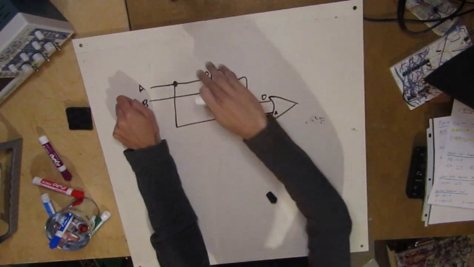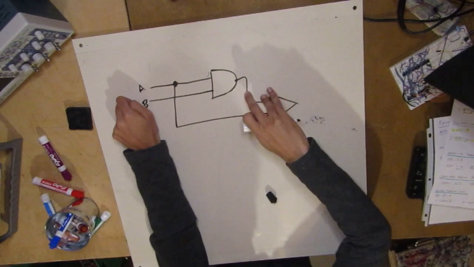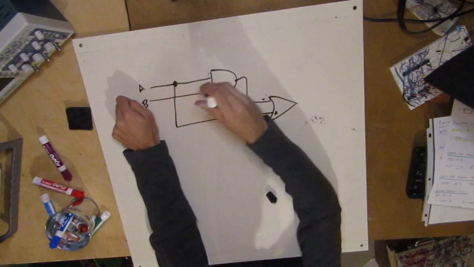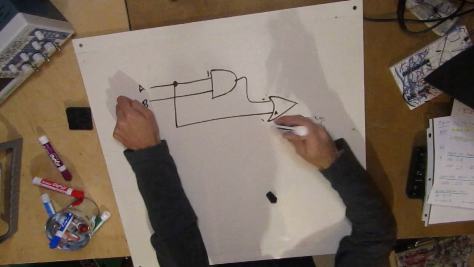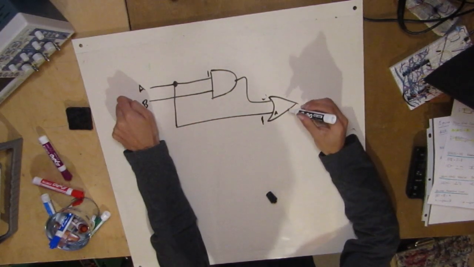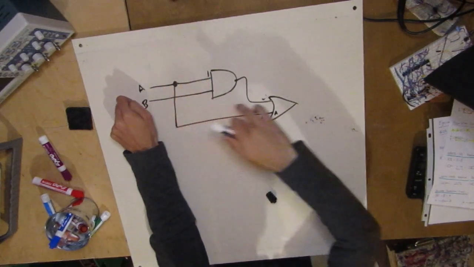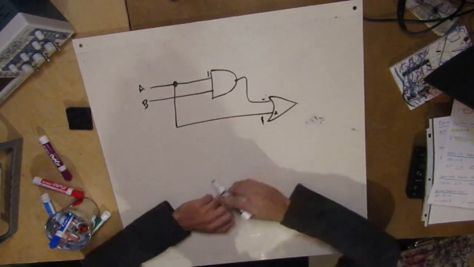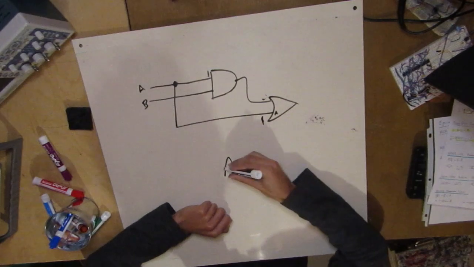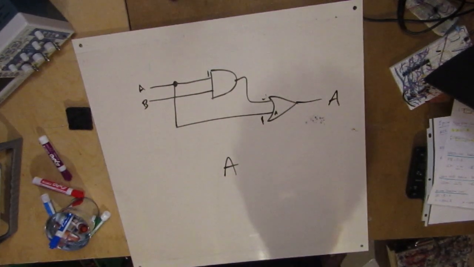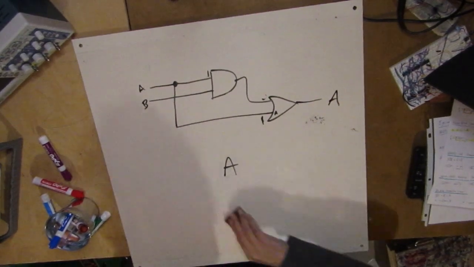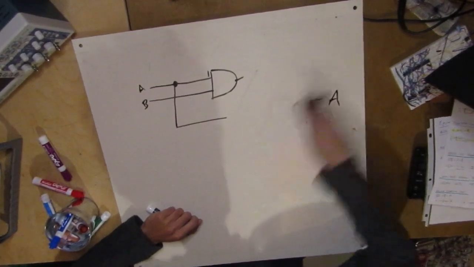Okay, now what if A is a 1? So we get a 1 coming in here. Doesn't matter about the B, but at least there's going to be a 1 here coming into the OR gate. So the 1 that's coming in from A is automatically transferred, and we could conclude that the output is always going to be whatever A is. This is the second absorption law. Okay, pretty cool.